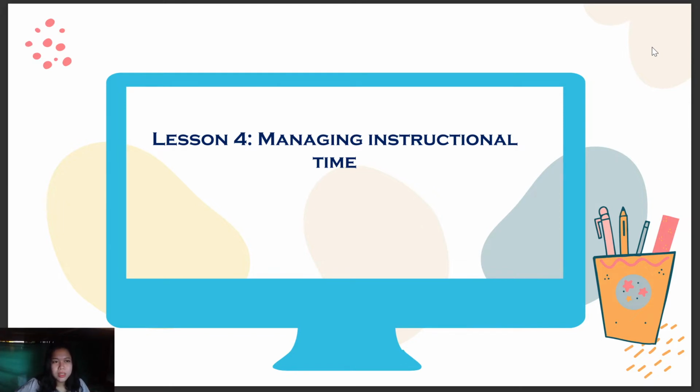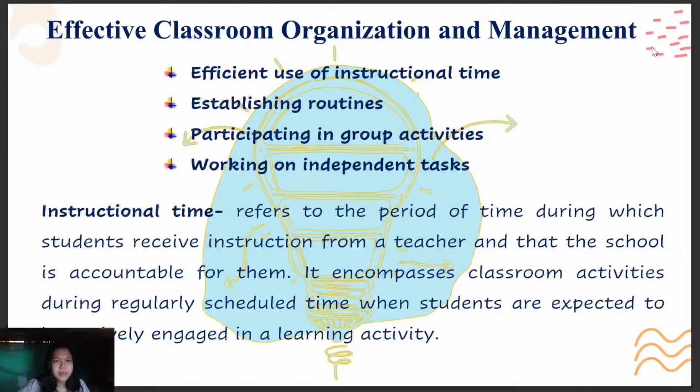In the book on multi-grade class, here are the following. To have effective classroom organization and management, first is the efficient use of instructional time. Next is establishing routines, the activities, and also participating in group activities. How can routines be effective if your students are not participating, especially in groups? And the last one is working on independent tasks. So aside from groupings, we also have independent tasks.